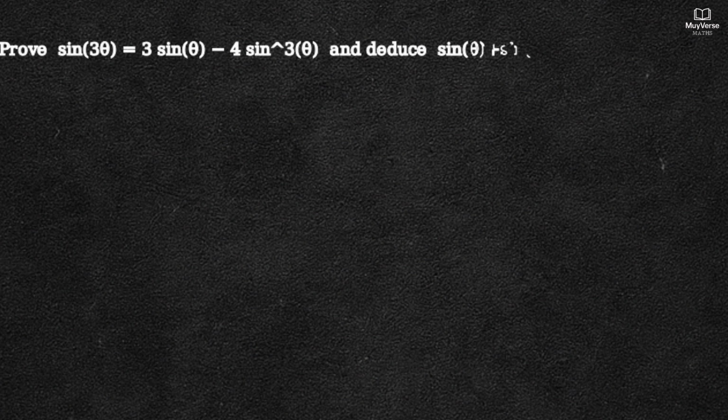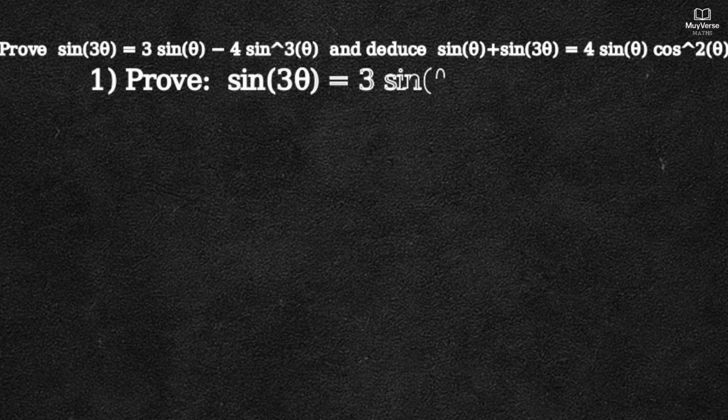In this lesson, we will prove the triple angle identity for sine, and then use it to deduce a clean sum identity. We will go step by step and not skip any algebra. Part 1. Prove that sine of 3 theta equals 3 sine theta minus 4 sine cubed theta.